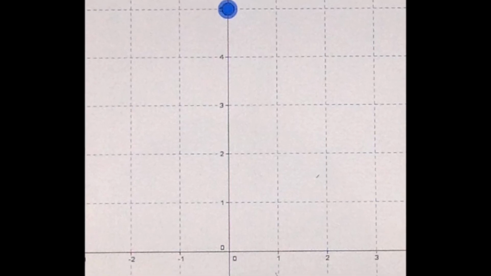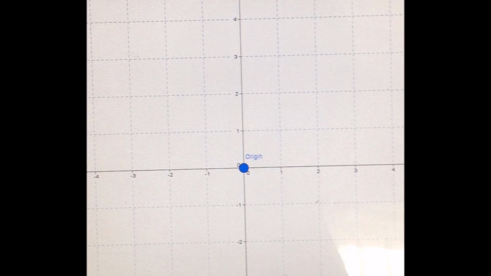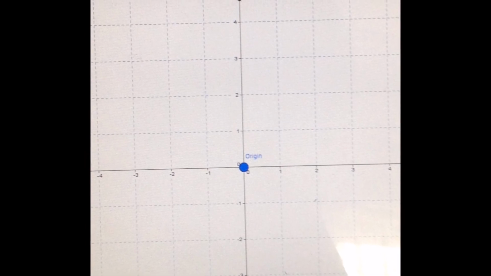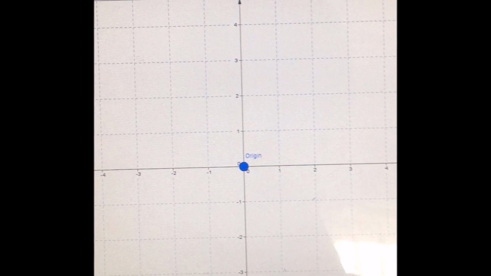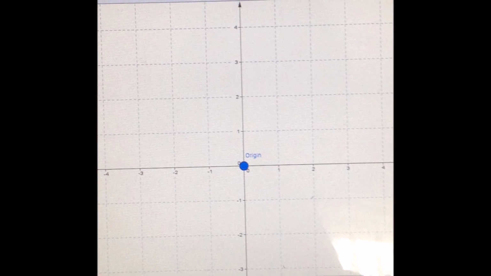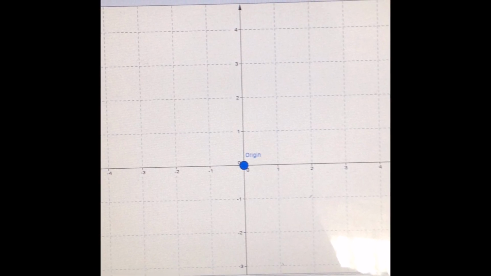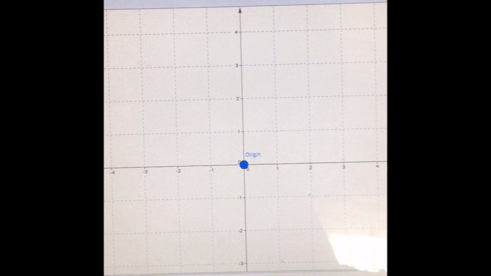There is only one point that is on both the x and the y-axis, and this is the point 0, 0. Can you remember what we called this earlier? Alright, so this point is called the origin, just in case you've forgotten.